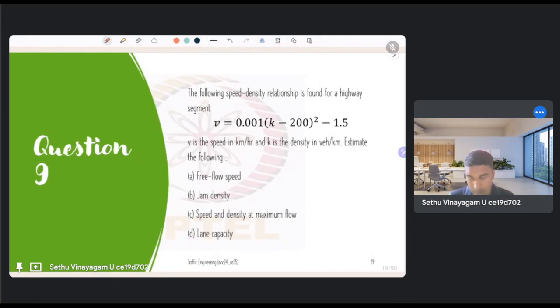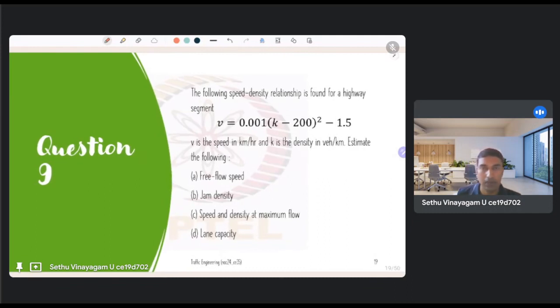Okay. So first we want to find the free flow speed. As we saw in the speed-density relationship earlier, how was it? It was like this, right? So this was speed and density. So free flow speed is here. Free flow speed is achieved when density is 0, right? Which means that we can find the free flow speed by substituting K equal to 0 in the given relationship. So V FFS is equal to 0.001 times (0 minus 200) squared minus 1.5. So how much is that?